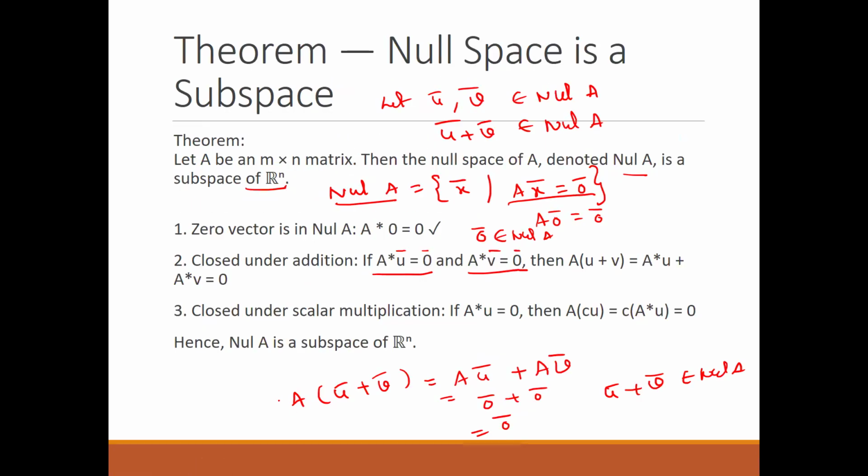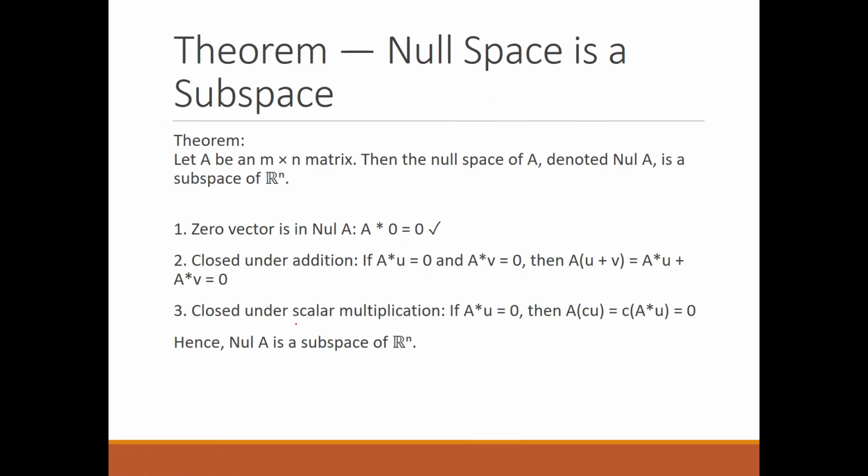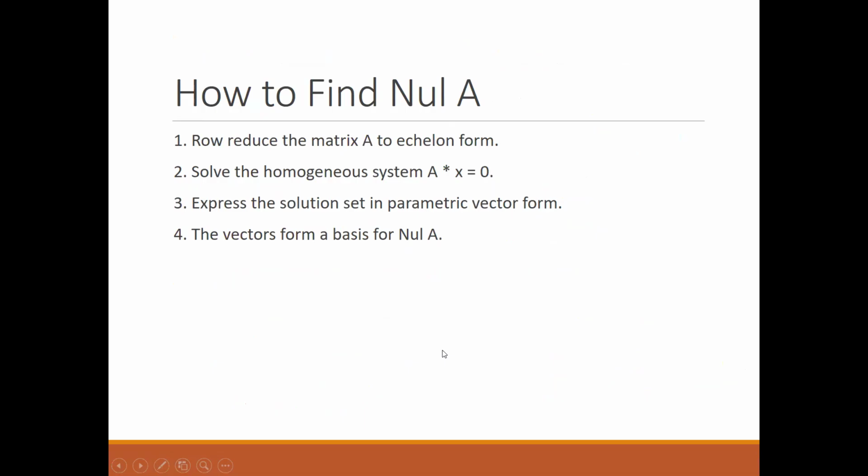Next, we want to prove closure under scalar multiplication. That means null A is closed under scalar multiplication. So take any vector u bar belonging to null A and c any scalar. Scalar multiplication is closed means you have to prove that c u bar belongs to null A. Since u bar belongs to null A, A u bar is equal to 0 bar. That is the definition of null A.